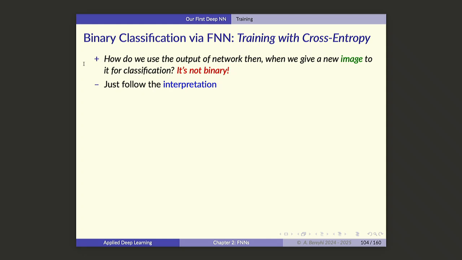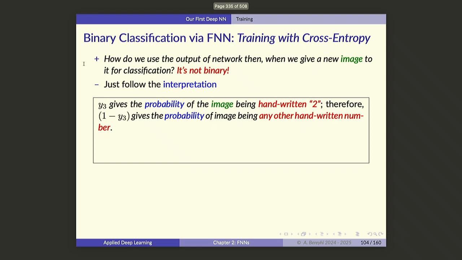It's likely being handwritten 2. Why? Yes, because the probability of being 1 is more than the probability of being 0, right? The probability of being 1 is 0.7. The probability of being 0 is 1 minus this, which is 0.3. So 0.7 is more likely than 0.3.